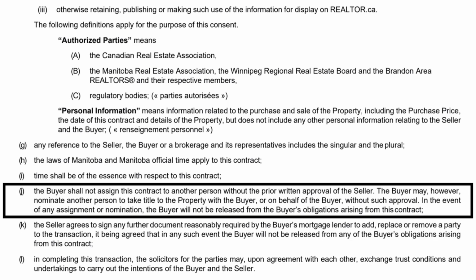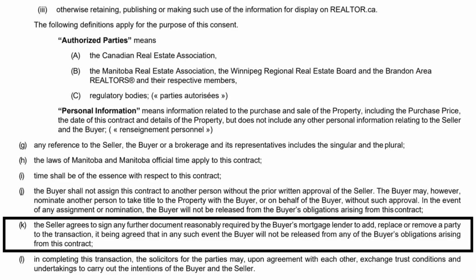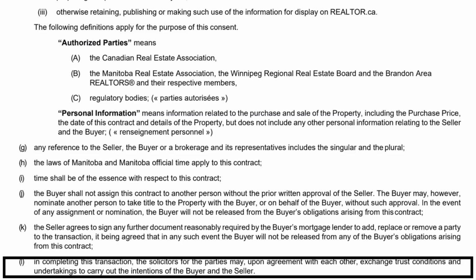This section also sets clear rules around assignment and nomination. So in simple terms, a buyer can't just assign the contract to someone else without the seller's written approval. It also explains lender-related requirements, confirming that the seller agrees to sign any reasonable documents required by the buyer's lender to complete financing. And finally, it notes that the lawyers involved may exchange trust conditions and undertakings to properly complete the transaction.